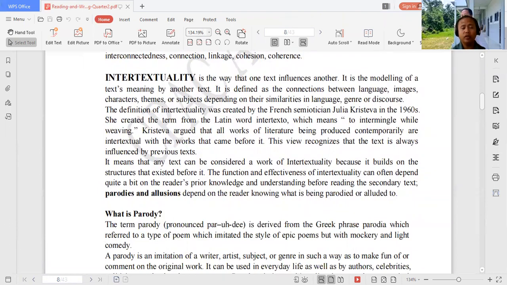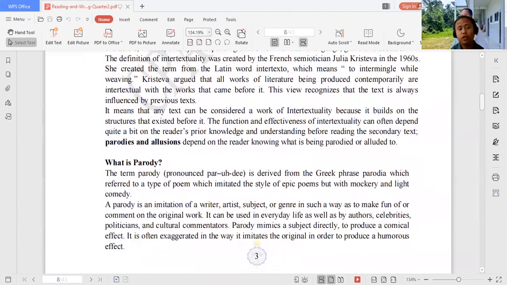Okay, what is parody? Parody is somewhat like a joke. The term parody is derived from the Greek word parodia, which referred to a type of poem which imitated the style of epic poems, but with mockery and light comedy. A parody is an imitation of a writer, artist, subject, or genre in such a way as to make fun of or comment on the original work.